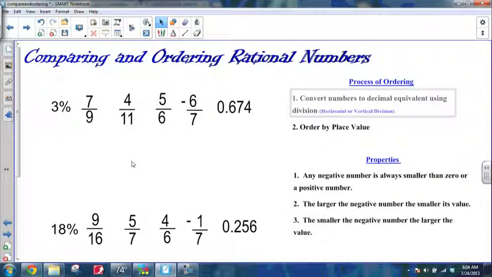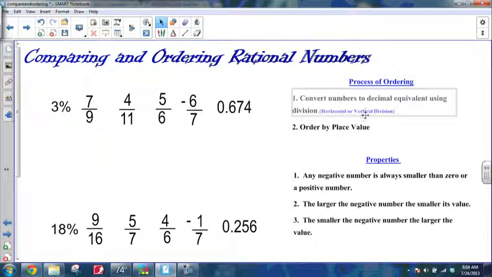Comparing and ordering rational numbers. If we don't have a number line, then we must remember the process of ordering to help us compare and order rational numbers. The first is convert the numbers to decimal equivalent using division. Either horizontal or vertical division will do. And number 2, order by place value. That means to compare the place value of each number to determine which place value is larger, smaller, or equivalent, to determine which one goes first or second when you're comparing them from least to greatest or greatest to least. So let's look at an example.